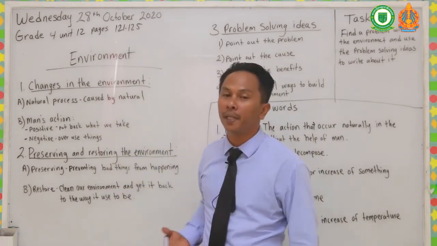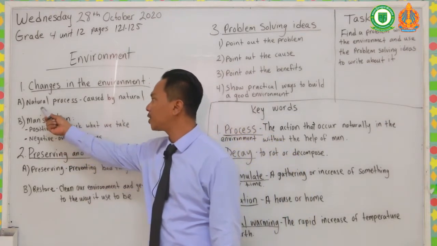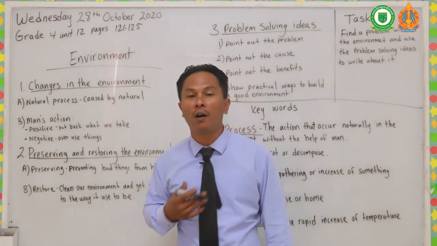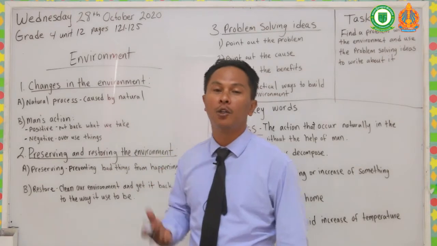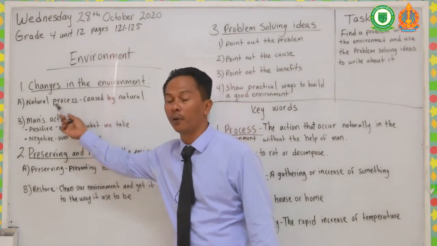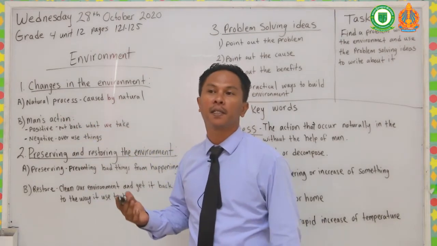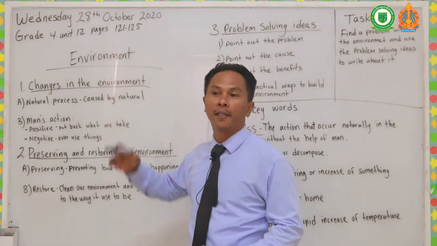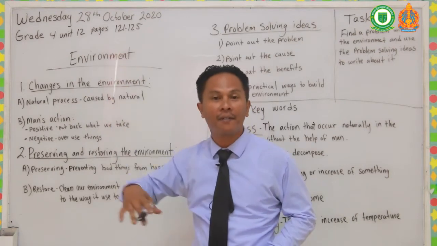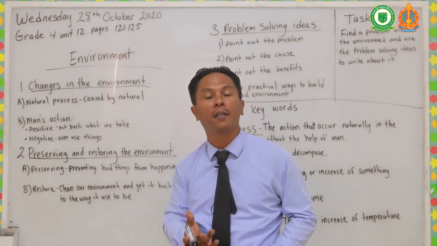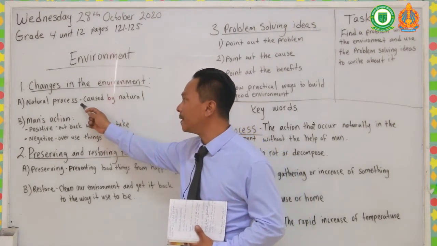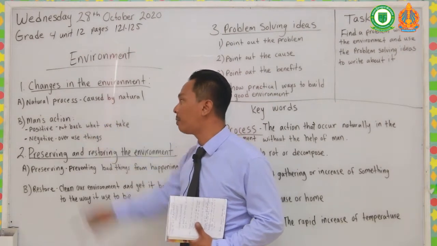So how does the environment change? Okay, one way, natural process. Okay, natural process is a process that doesn't involve people. It doesn't involve a human. In other words, Mother Nature. Mother Nature is responsible for natural process because things happen on their own. Like I mentioned earlier, volcanoes, when they erupt, lava comes out, and the lava becomes a hard rock, and it cleans out sometimes farmland and all that. So that's how the environment changes with natural process.